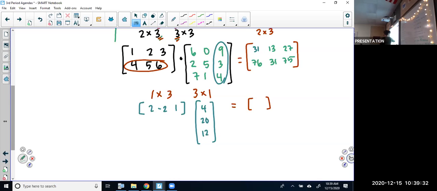It's basically just the dot product of these two vectors, right? So we get 2 times 4 is 8, plus -2 times 4 is -8, plus 1 times 20 is 20. So the final answer is 20. That was kind of nice.